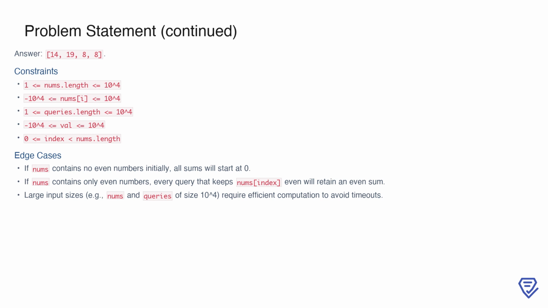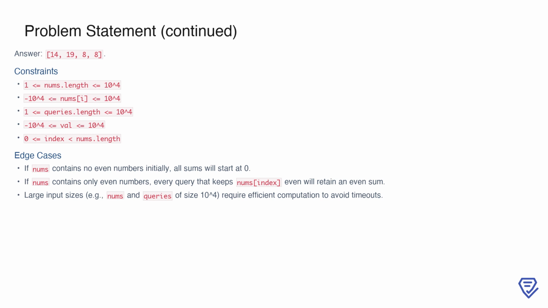Now, let's review the problem constraints. First, the length of nums can range from 1 to 10^4, and the values in nums can range anywhere from -10^4 to 10^4. Similarly, the length of queries can also be as large as 10^4, and the values in each query, both val and index, lie within these ranges. These constraints emphasize the need for an efficient solution, especially for large input sizes.